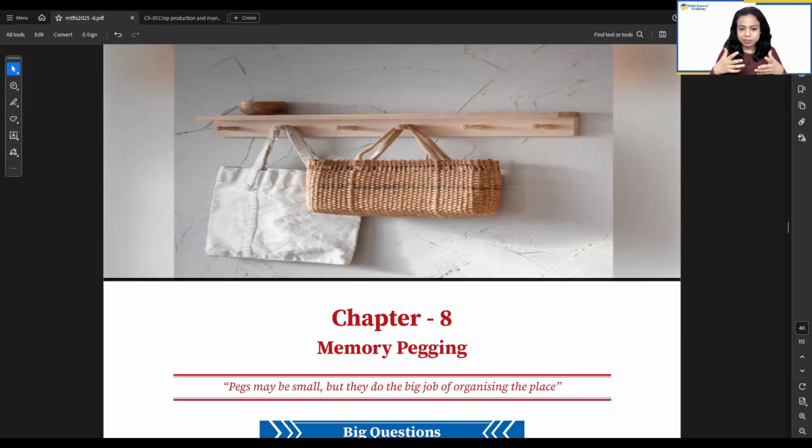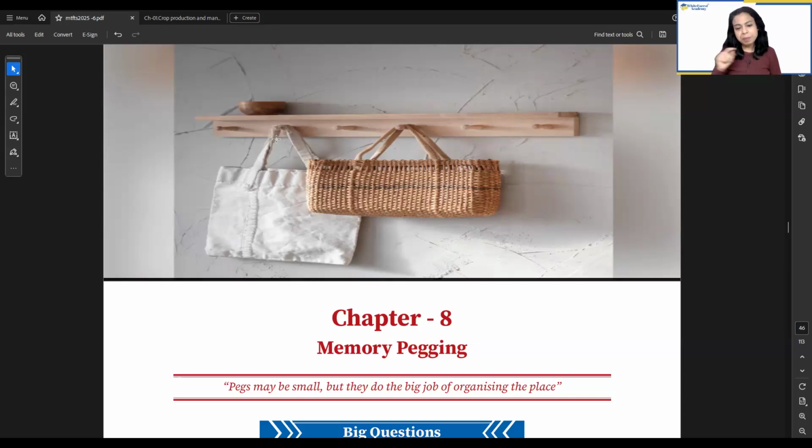What is the importance of these pegs? These pegs or hooks help you organize the place. Imagine I do some magic and make all the pegs disappear from your house. Life is going to be a real mess because I will not be able to manage these small things. They would be just piling up in one place. So pegs are very important.